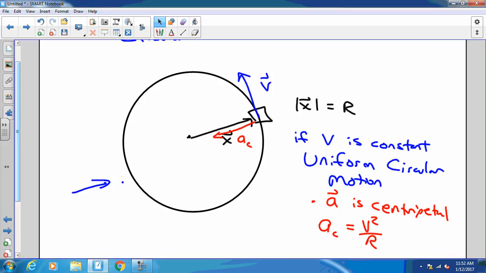So that's motion. Tonight's packet, you're going to be doing a lot of motion stuff. Tomorrow, we're going to review forces, work and energy, and impulse and momentum. And that's it.